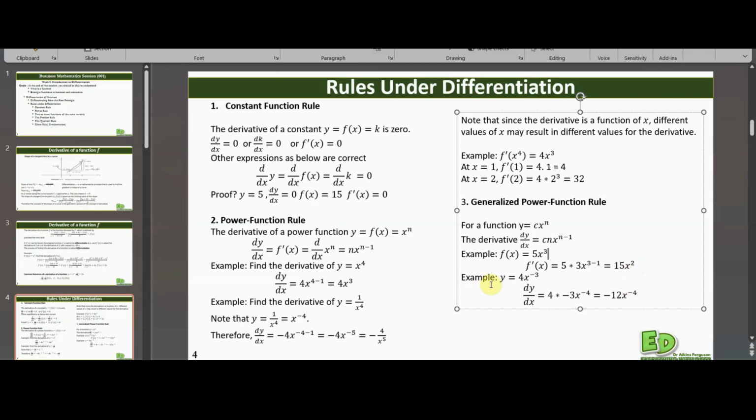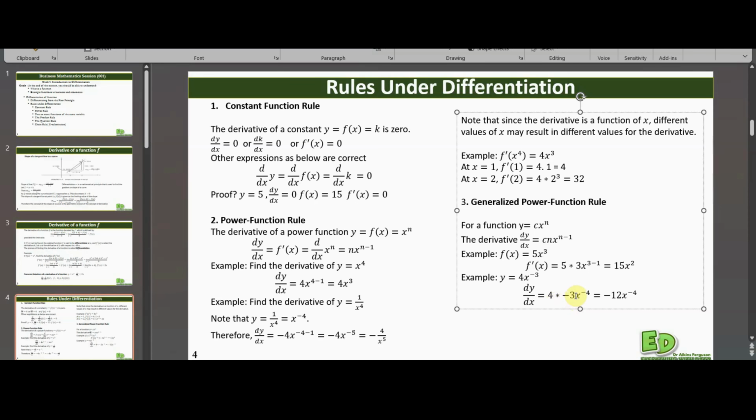This is another example under the generalized power rule, or the generalized power function rule, where we have a function, say y is equal to 4x to the power negative 3. Then we would say the differential of this function is such that dy over dx is equal to, what do we do? We multiply this same coefficient of 4 by the power of negative 3. That will give us 4 times negative 3.